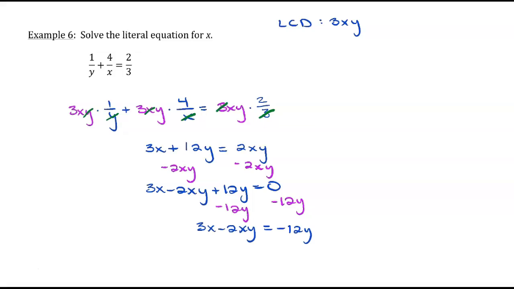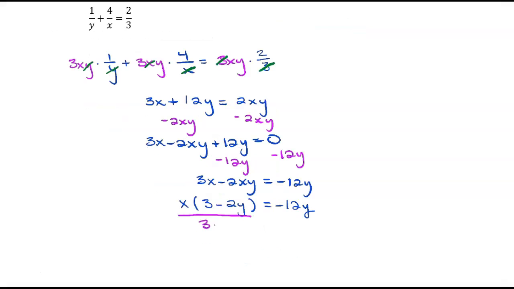Notice that now we have only terms with an x in it on the left. So we can factor out an x. Factoring out an x gives us x times (3 minus 2y) equals negative 12y. And dividing both sides of the equation by 3 minus 2y, we have found that we can express x as being equal to negative 12y over 3 minus 2y.